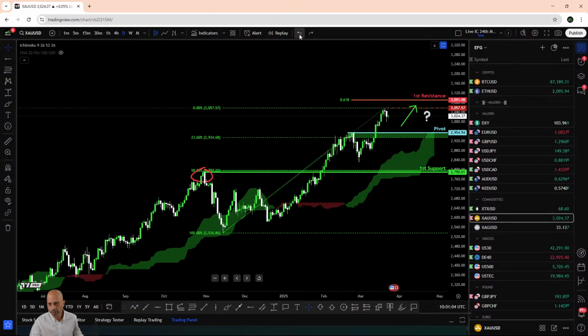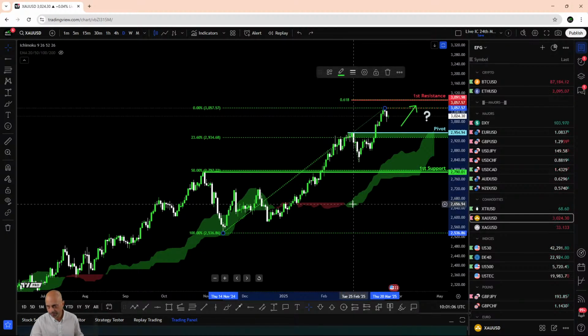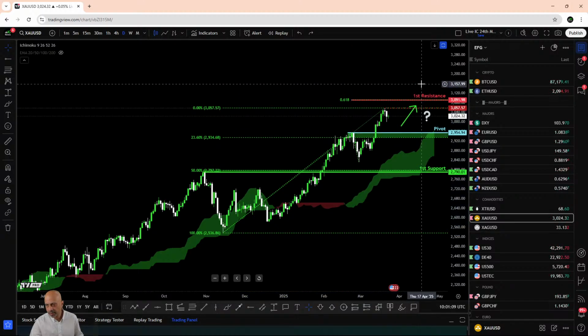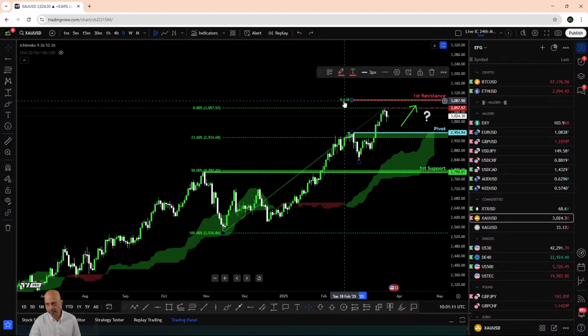And it's also accompanied by a Fibonacci retracement at 50%. Right. And the first resistance has been identified by the Fibonacci projection at 61.8%.